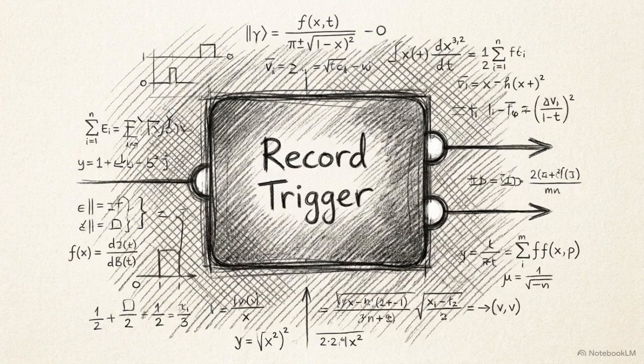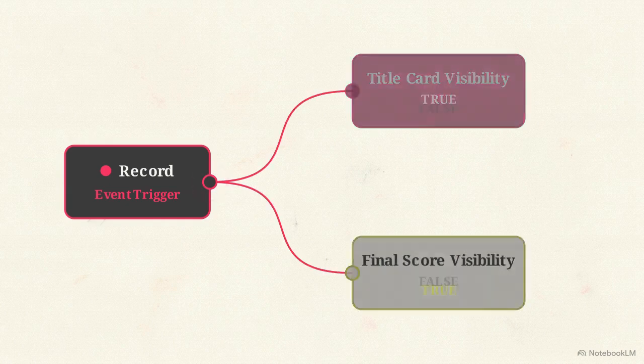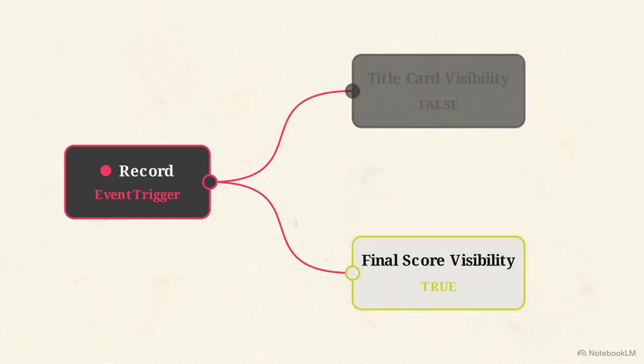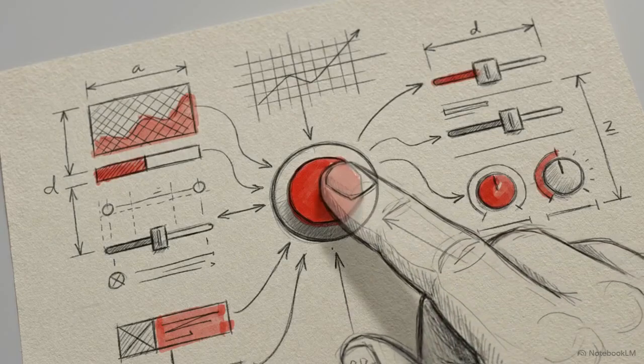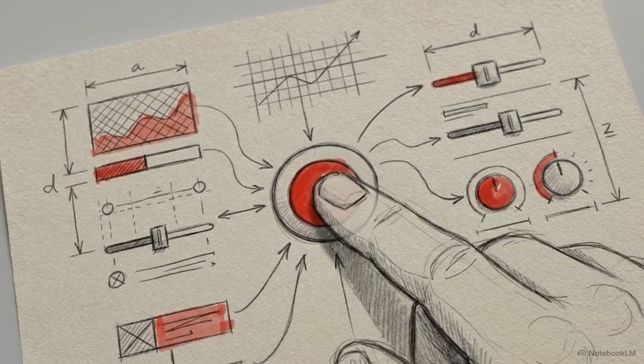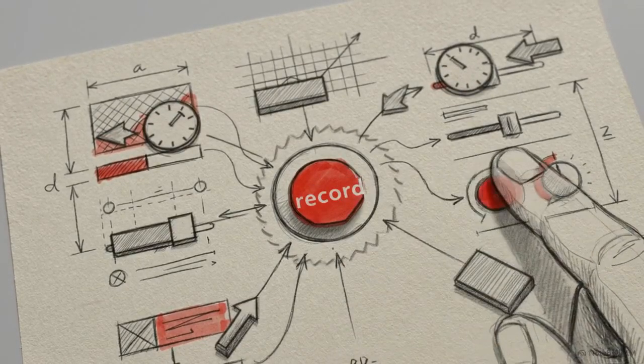Next, configure the final trigger logic using a record node. When the user starts recording, this node forces the title card visibility to false and simultaneously sets your calculated final score text to true. Binding raw calculation loops to physical user actions is the exact mechanism that elevates a passive visual effect into an interactive experience. Run a final validation check. Confirm that hitting the record button successfully triggers the visibility swap and outputs the final calculated percentage.